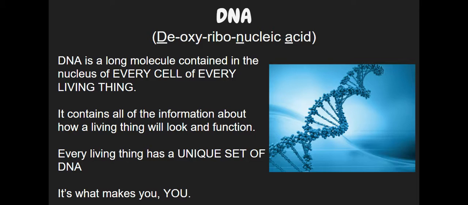Our DNA contains all the information about how a living thing will look and function. Every living thing has a unique set of DNA, every human, animal, or plant. It is what makes you you. Your DNA is responsible for making you a boy or a girl, brown hair, blonde hair. It is what decides if you're a person, a raccoon, or a tree. Okay.